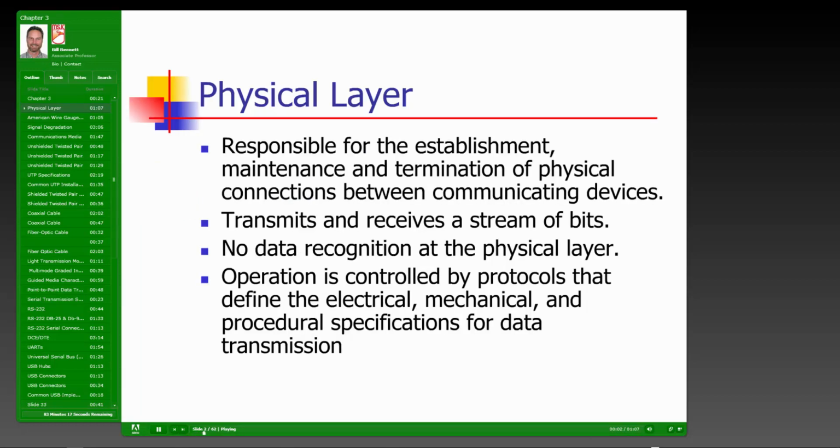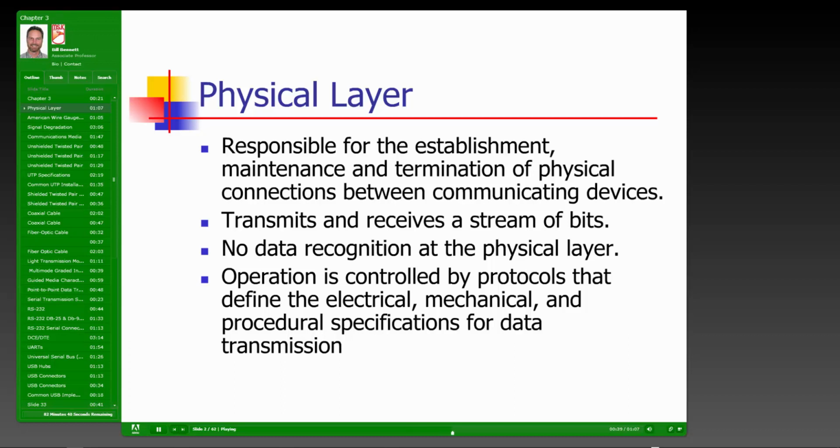A lot of what we talk about in this chapter deals with what's going on at the physical layer. That is to say, the conversion of the bits, the zeros and the ones, into electrical and light pulses. Some of the things you should be aware of as far as the physical layer is concerned is that it's responsible for establishing, maintaining, and terminating any of the physical connections between communication devices. Also, this is where we transmit and receive streams of bits. There is no data recognition here at the physical layer.